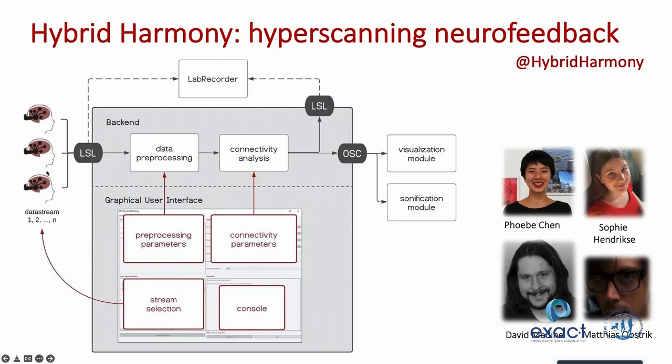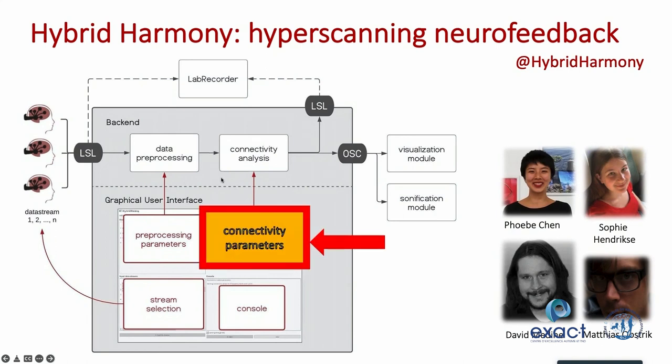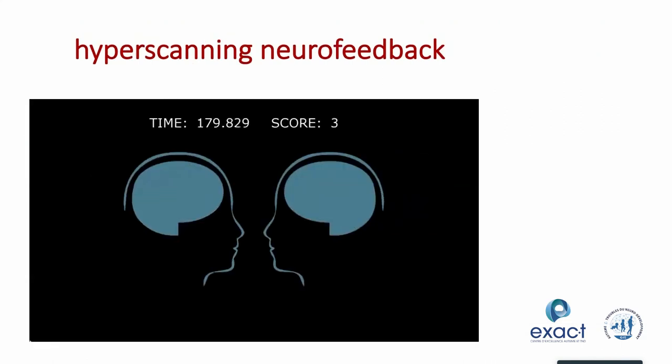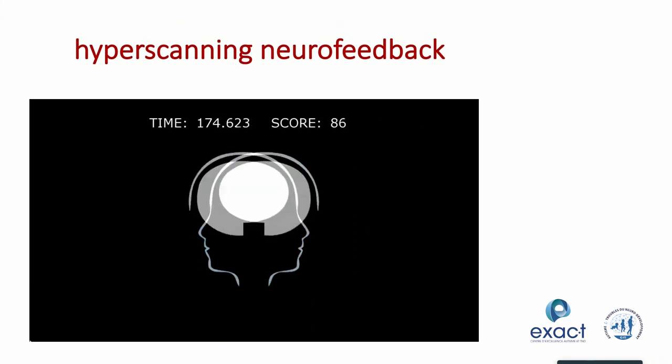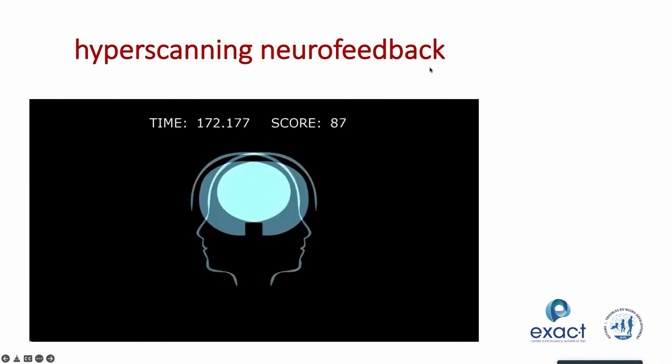And it allows you to collect data from multiple people, so long as the devices are compatible with Lab Streaming Layer, which is a data transfer protocol. There's a bunch of stuff that it does, and it still needs a lot of work. But one crucial detail that I wanted to highlight is that you are able to include different connectivity metrics. So you can test different ways in which you output the synchrony. And it comes with a hyperscanning neurofeedback game, where you get maybe 3 minutes to try to synchronize your brainwaves.